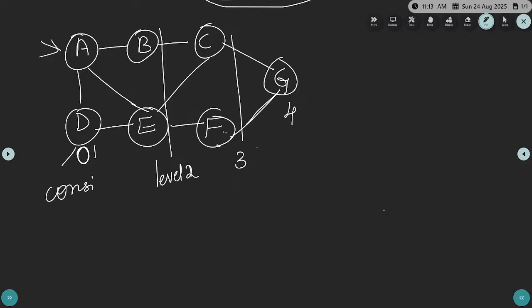Select a node as the root node and mark it as visited.